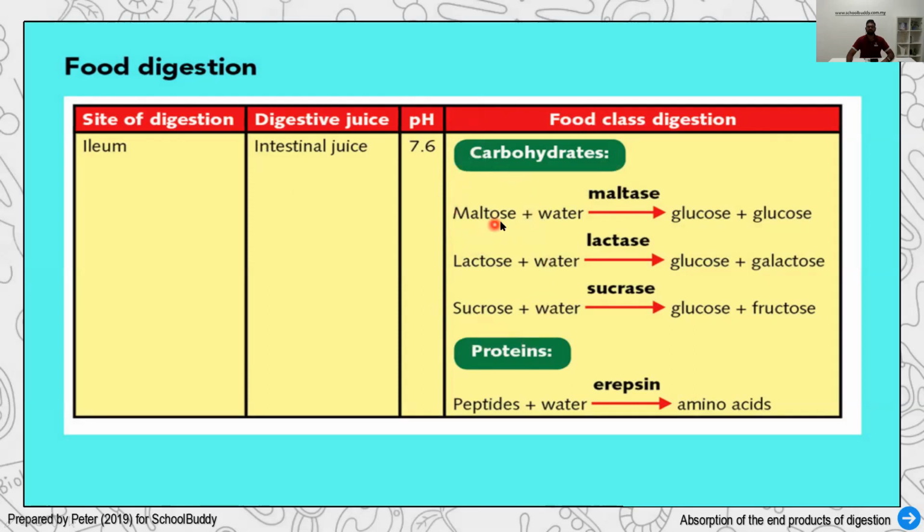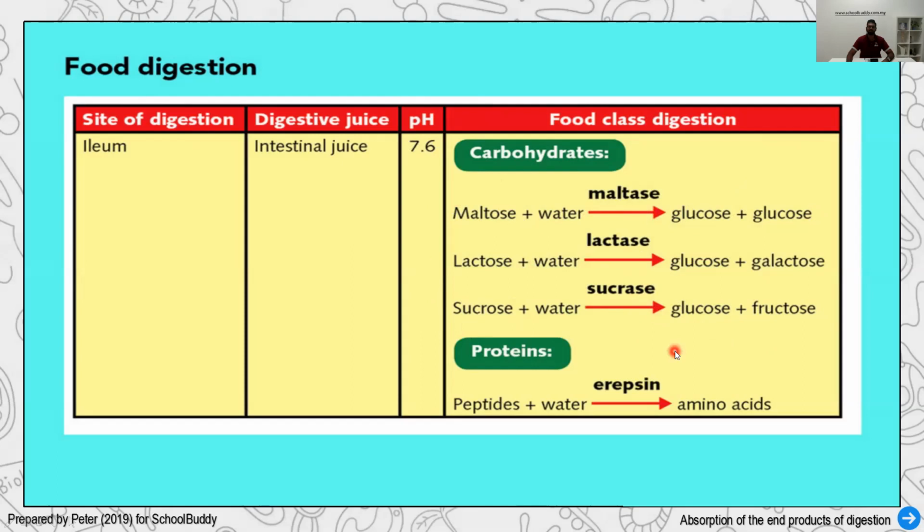Maltose will be broken down into two molecules of glucose by maltase. It's easy to remember: maltose is broken down by maltase. In the case of lactose, it will be digested into glucose and also galactose by the enzyme lactase. Lactase. This is all the milk product. And in the case of sucrose, the plant sugar will be broken down into glucose and also fructose by sucrase. So all of these disaccharides, the complex sugar, will be broken down into a simple sugar.